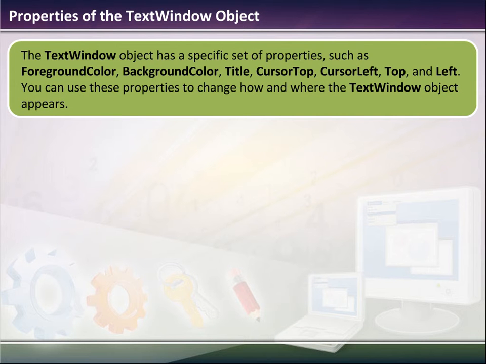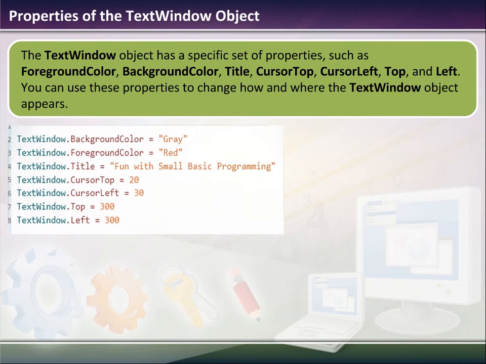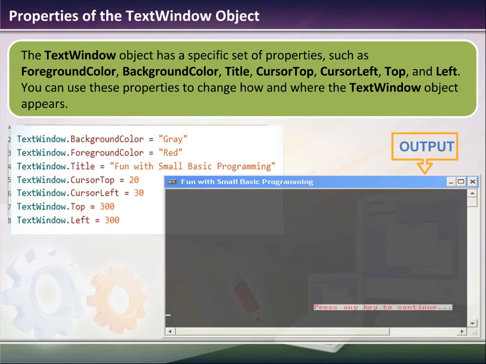The text window object has a specific set of properties such as foreground color, background color, the title, cursor top, cursor left, top, and left. You can use these properties to change how the text window object appears. So for example, if I were to type this in my Small Basic editor, I would open up the text window. It would have a background color of gray, a foreground color of red, the title "Fun with Small Basic Programming", cursor top equals 20, cursor left equals 30, top equals 300, and left equals 300. So this command will do all of these things.